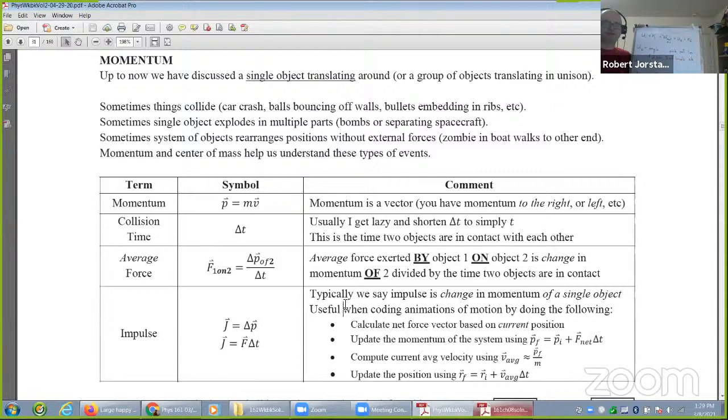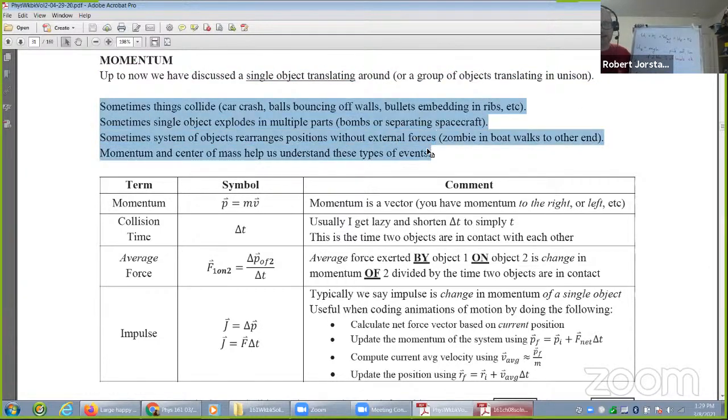Now, where does this come from? Momentum. Well, I wanted to say one thing else. Before I talk about where it comes from, I want to mention that up till now, I don't know if you noticed, but pretty much most of the time we're talking about a single object translating. It's moving around, and sometimes it was a group of objects translating in unison. We haven't talked about things hitting each other or bouncing off each other, right? So this is the tool that handles collisions, momentum. So that is why we need this new tool. It's a convenient way of doing it.